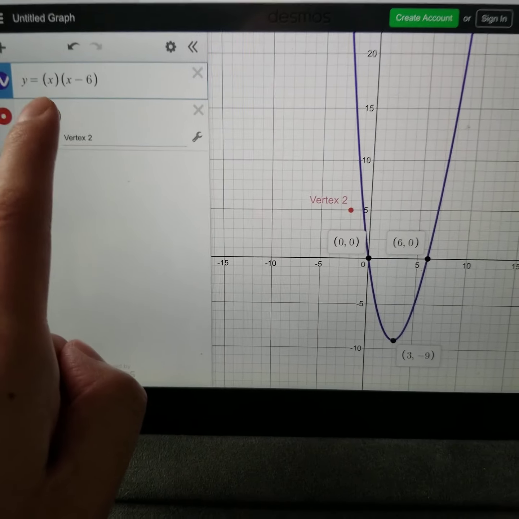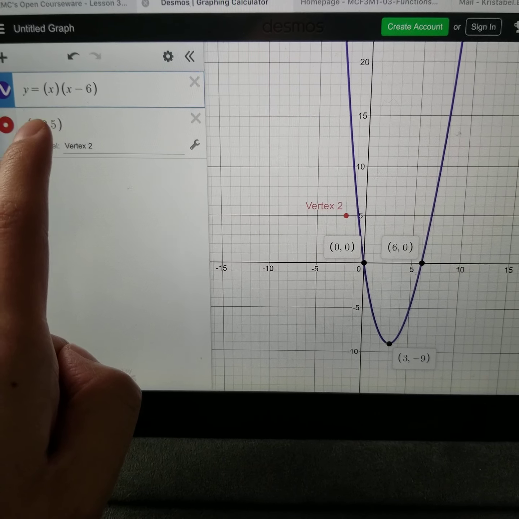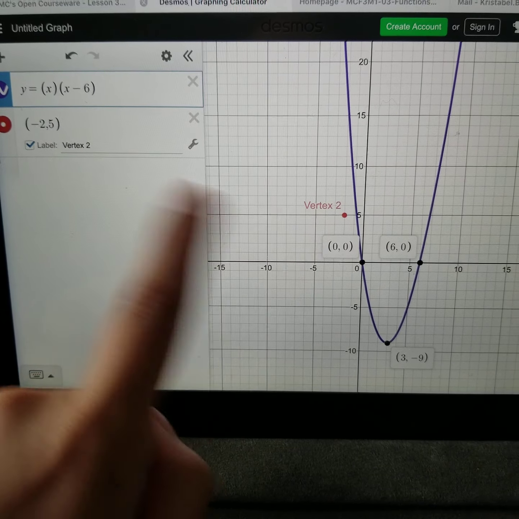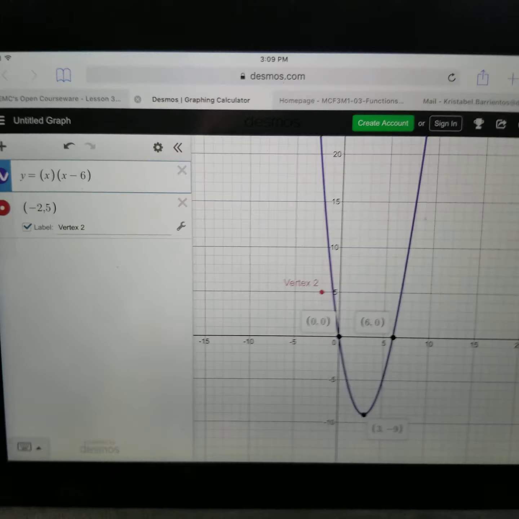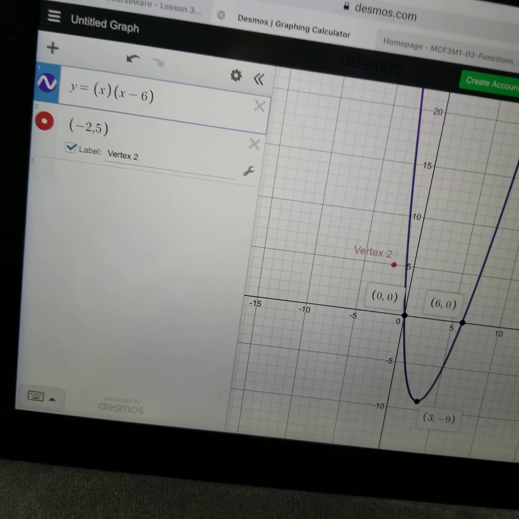So let's algebraically try to find that first, and then try to find an equation that's going to go through this second vertex and then this point. So let's get our boards ready.